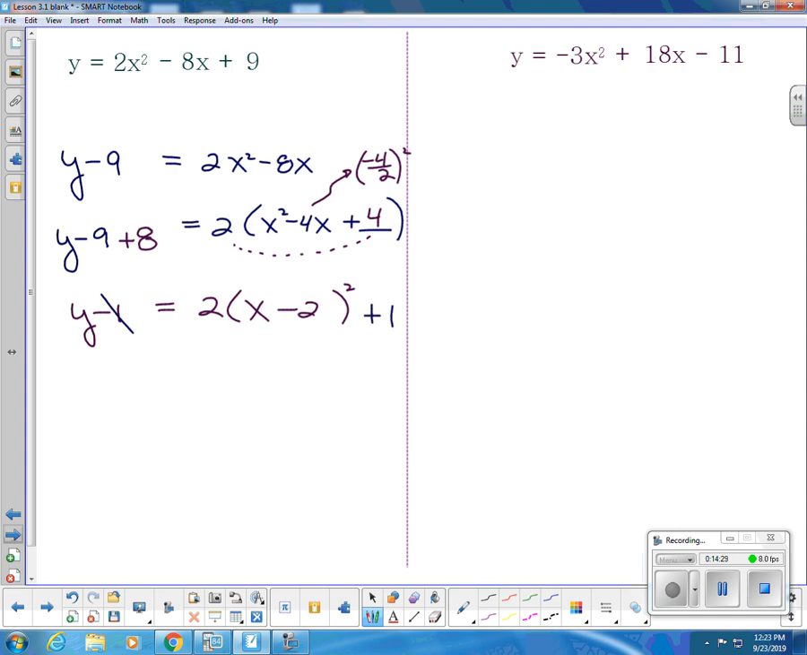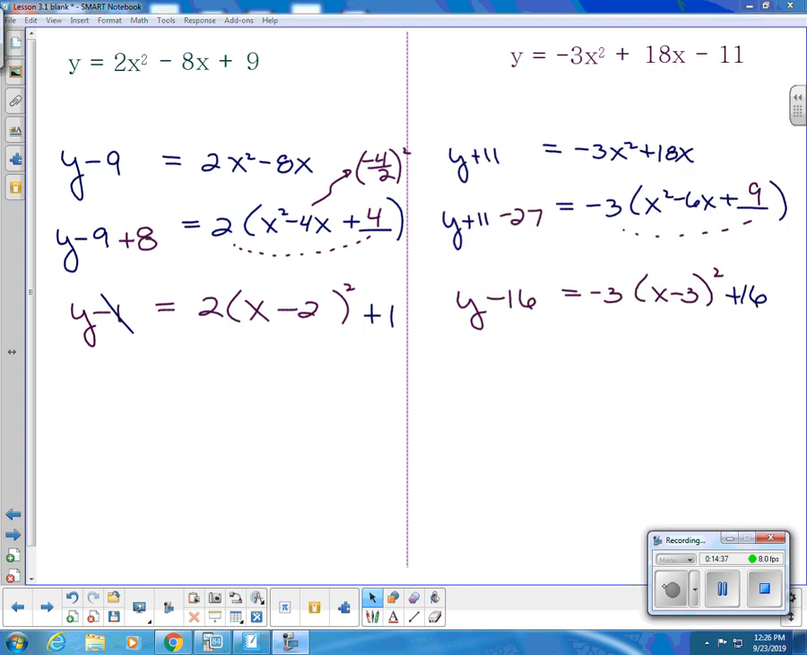Okay. Just want to try the second one there. See what you can do. When you factor out this minus 3, it changes that middle term to a negative 6. Just got to be careful when you divide them by the negative. Okay.